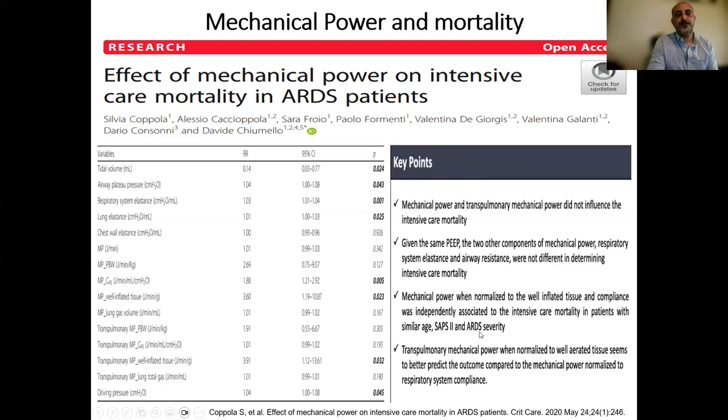So practically, they indexed the mechanical power to the amount of well-inflated tissue and compliance. They did the index and they found it is related to mortality. Same for transpulmonary mechanical power, when it was normalized to the well-aerated tissue, it seems to better predict the outcomes compared to the mechanical power normalized to the respiratory system compliance. So this study basically just raises more questions about whether we should index the mechanical power to other factors.